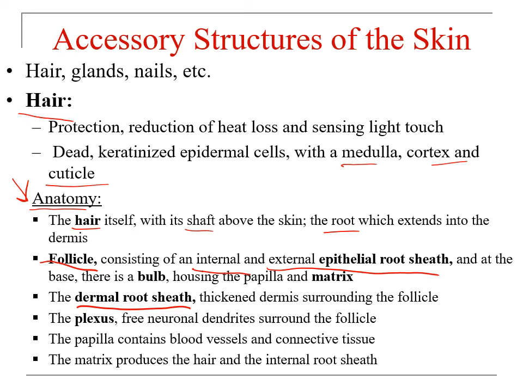The base of each hair follicle and its surrounding dermal root sheath is an onion-shaped structure. We call it the hair bulb. This structure houses a nipple-shaped indentation, which is the papilla of the hair. The papilla contains areolar connective tissue and many blood vessels that nourish the growing hair follicle. The bulb also contains a germinal layer of cells. We call it the hair matrix.